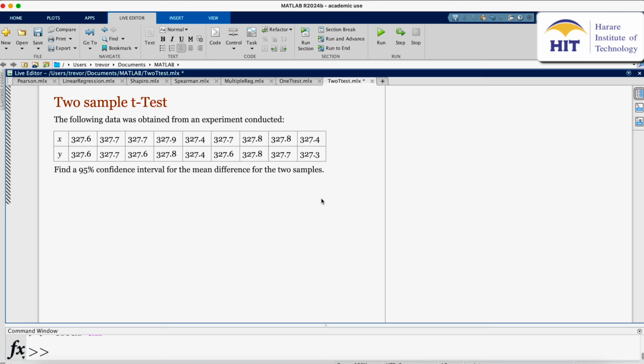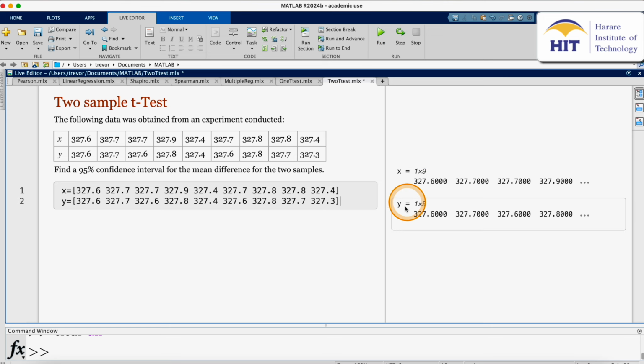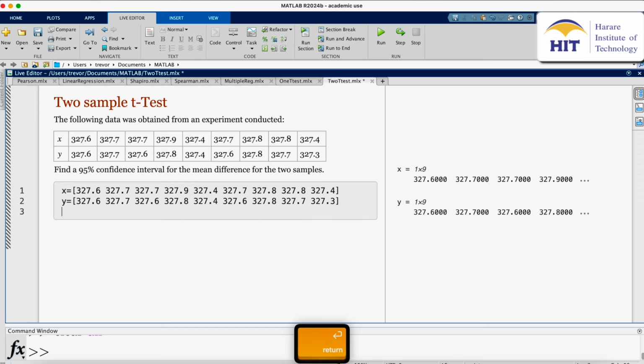To do that, I'll start by clicking on the return key, then click on code. After clicking on code, I enter these two samples, X and Y. I'll just enter them as arrays. So the code for the two arrays X and Y is here. I can just go on and run. And we have X is a 1 by 9, Y is a 1 by 9, a row vector with 9 observations. I click on the return key.